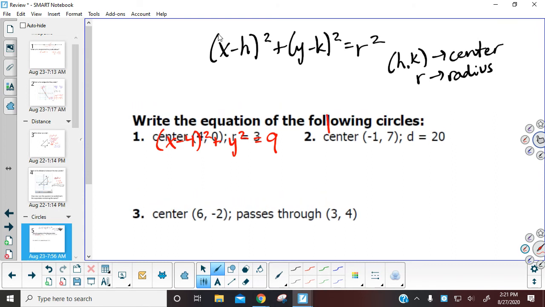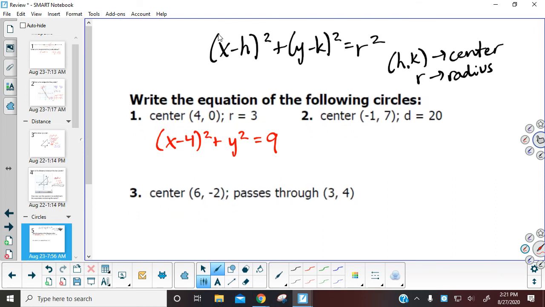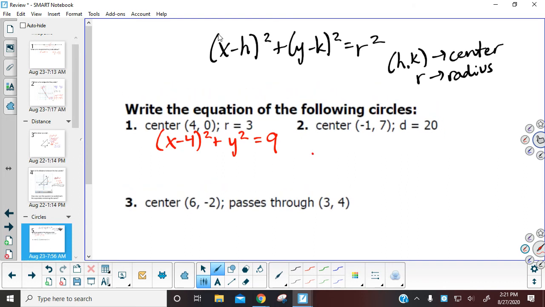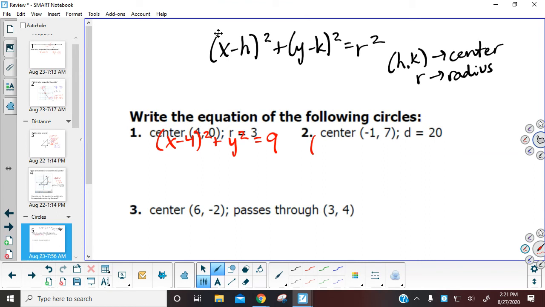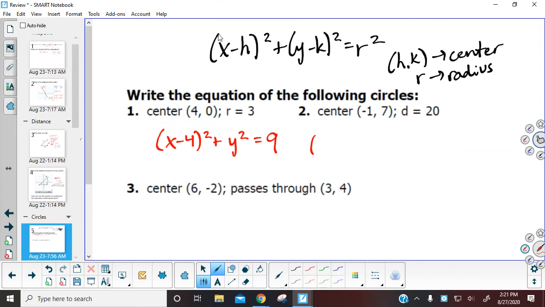I don't know why it keeps doing that, so I apologize. Hold on one second, let's move it back. Okay, so when we look at the next one, your center is negative 1, 7. So, come on now. Guys, this is technology for you, I'm sorry.